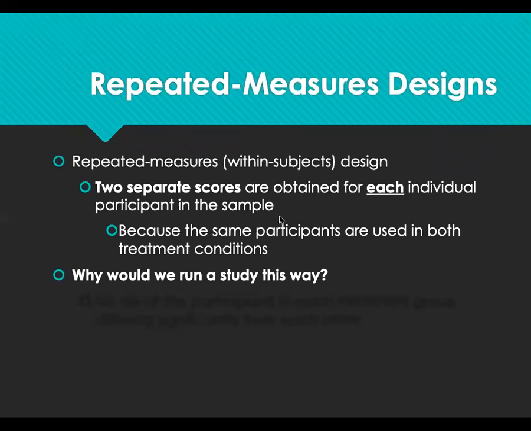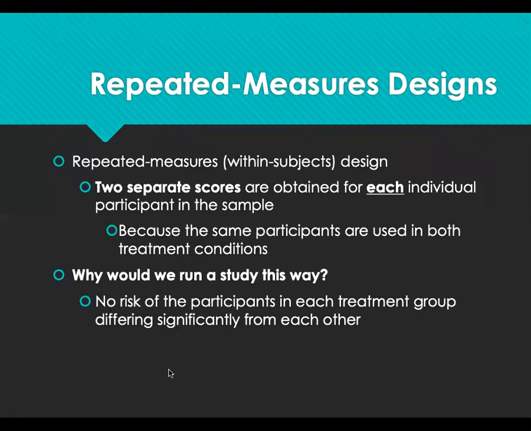And this briefly is saying the same thing, right? Repeated measures within subjects designs, what we're talking about today, is when you obtain 2 separate scores for each individual participant in the sample. So you use the same participants in both treatment conditions. Why on earth would you want to do this? When you use a within subjects or repeated measures design, there is no risk of the participants in each treatment group differing significantly from each other, right?